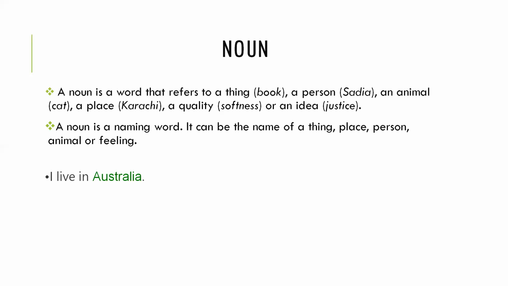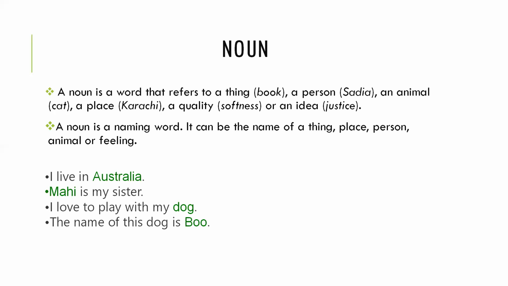Like, I live in Australia. मैं ऑस्ट्रेलिया में रहती हूँ. Australia is a noun. Australia is a place. Mahi is my sister. Mahi मेरी बहन है. Mahi is the name of a person. I love to play with my dog. Dog is a noun that comes in animal. The name of this dog is Boo. I'm talking about a particular dog and its name is Boo.